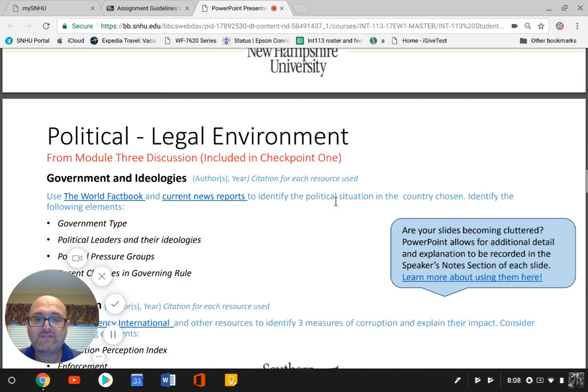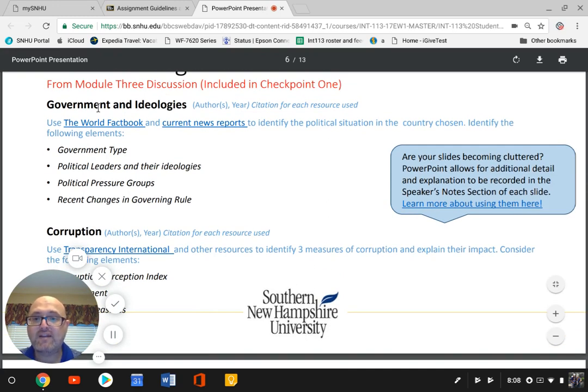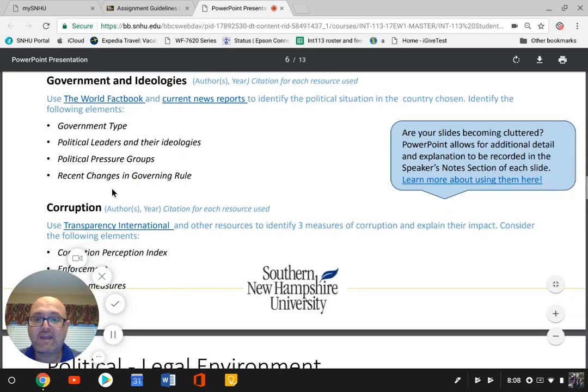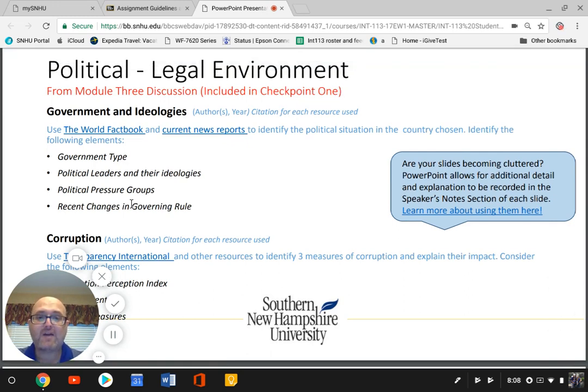The last slide for checkpoint 1 is the political legal environment. As you can see, this is the research from Module 3 discussion. So in Module 3, you're providing government and ideologies and corruption. So that's all I really have. I just wanted to show you how the scaling works as far as the research you find, you provide inside the discussion board. That information from the discussion board, you insert into your checkpoints, and your checkpoints really do build your final project.